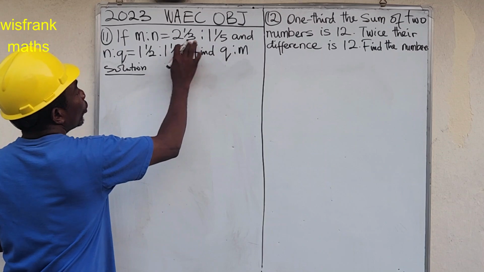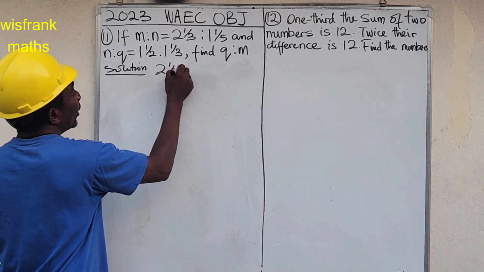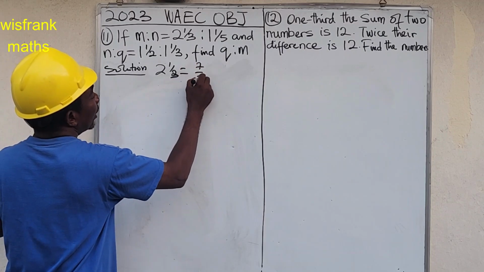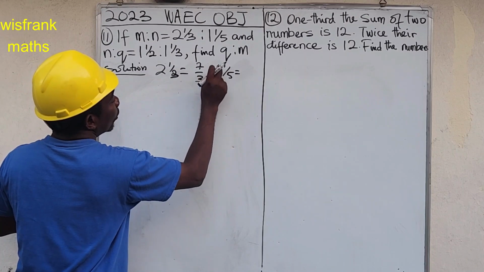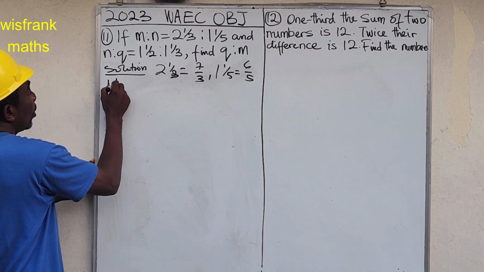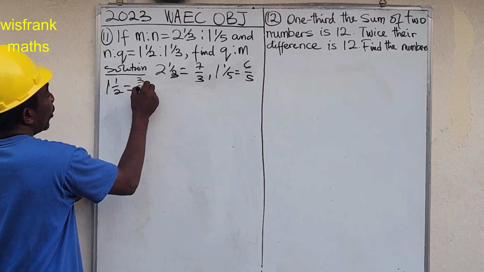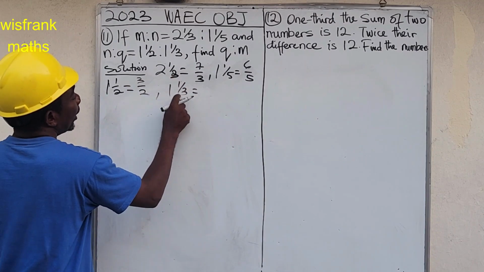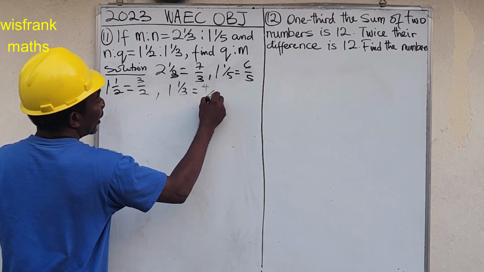For now we are going to change these to improper fractions. We have 2 1/3 equals 3 times 2 is 6, 6 plus 1, we have 7/3, and 1 1/5 equals 5 times 1 is 5, 5 plus 1, 6/5, and the next one is 1 1/2 equals 2 times 1 is 2, 2 plus 1, 3/2. So the next one is 1 1/3. So we have 3 times 1 is 3, 3 plus 1, we have 4/3.